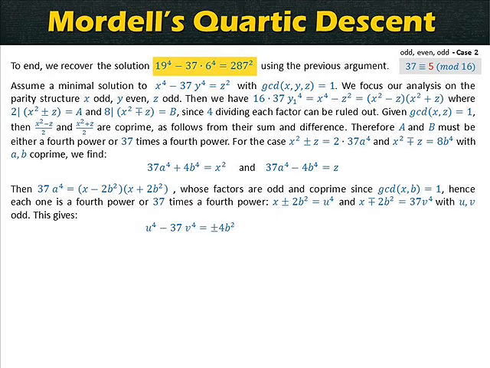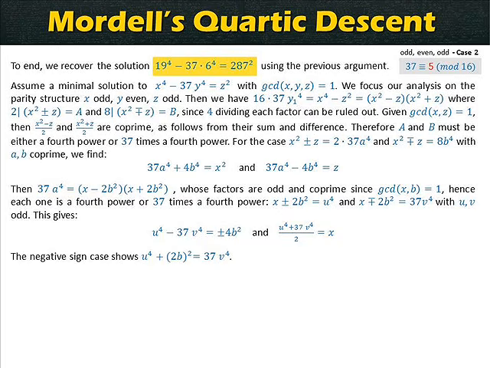This gives this other set of equations, u raised to the fourth minus 37 times v raised to the fourth equals plus minus 4 times b squared, and u raised to the fourth plus 37 times v raised to the fourth over 2 equals x. The negative sign case for the first equation shows that u raised to the fourth plus the square of 2 times b equals 37 times v raised to the fourth. Here, 37 must divide a sum of coprime squares.